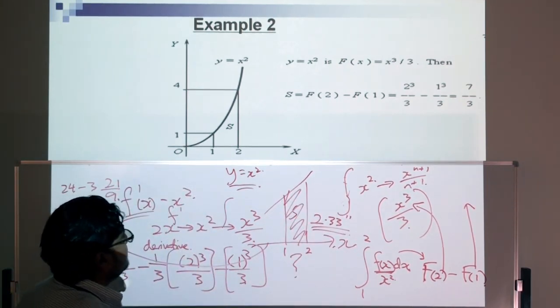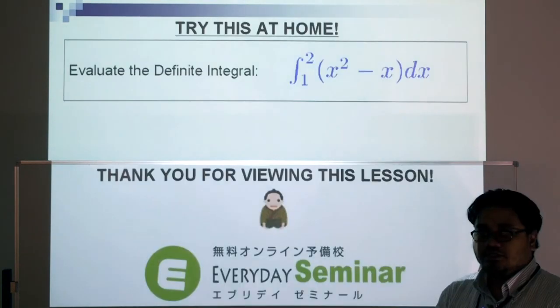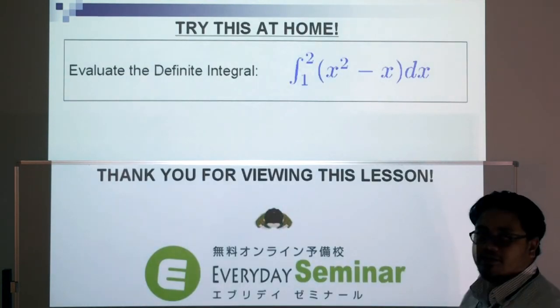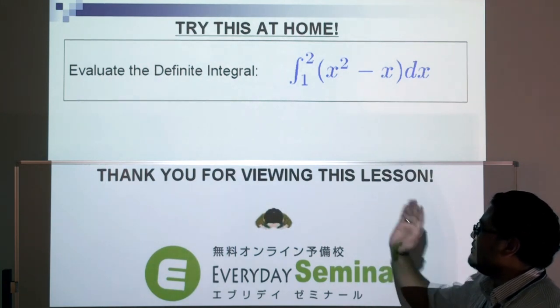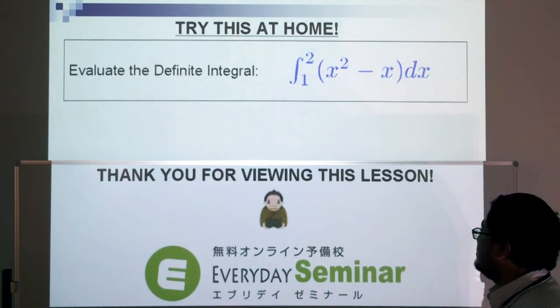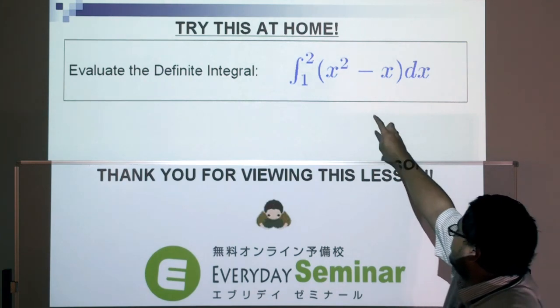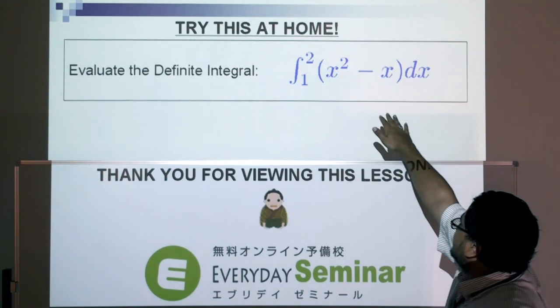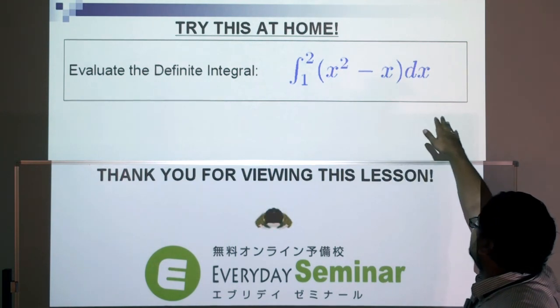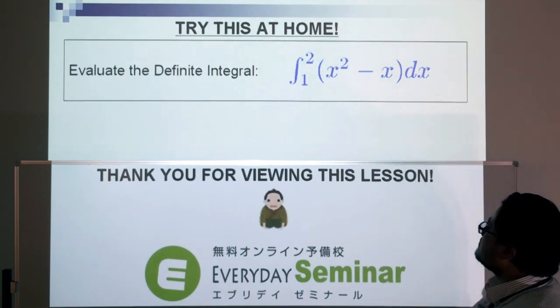Okay, let's move on. Thank you everyone for joining our session today. And here's your homework. Try this at home. Evaluate the definite integral. Okay, notice the limits. The integral from 1 to 2, and the function of x is x squared minus x with respect to x.